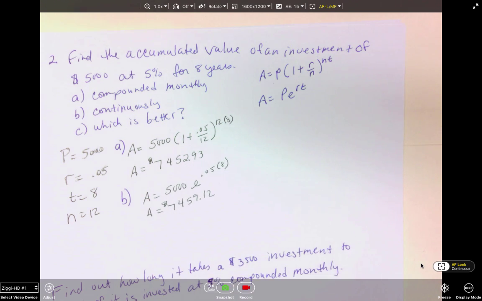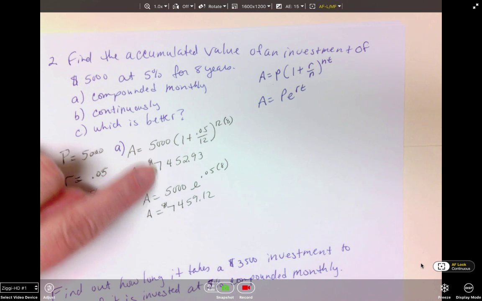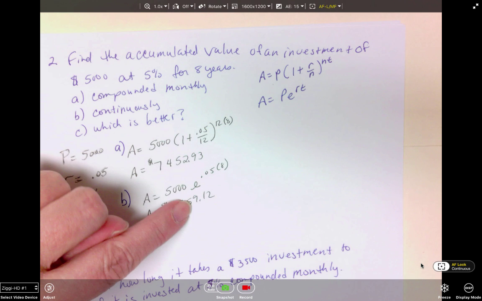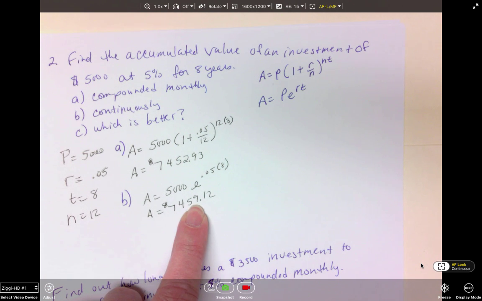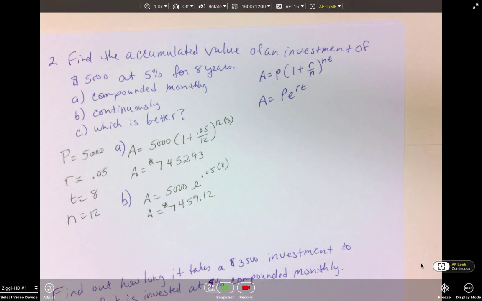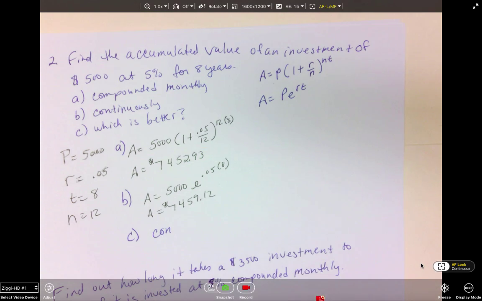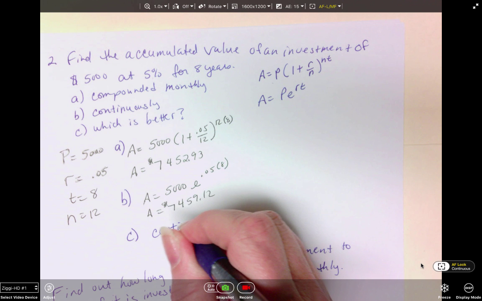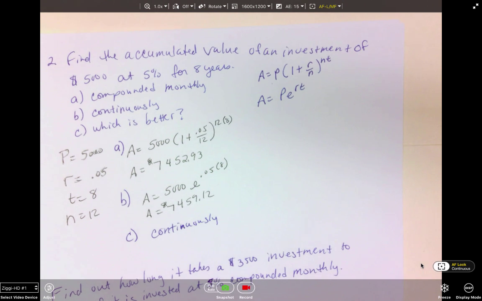$7,459.12. So if we're comparing to see which one is better, they're both 7,450, but on our part B, we actually end up with 9 instead of 2. So the answer to part C will be that. Which is better? It will be continuously, because we're getting more money on our return.